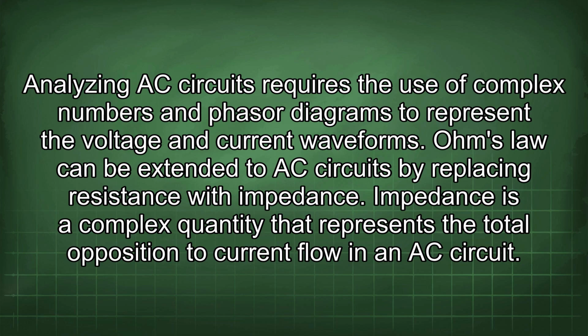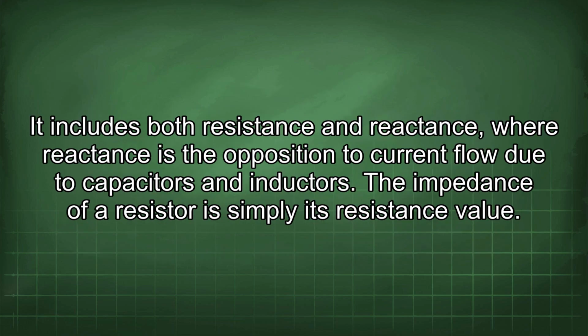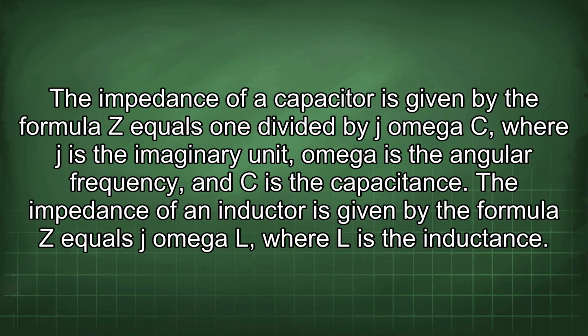Impedance is a complex quantity that represents the total opposition to current flow in an AC circuit. It includes both resistance and reactance, where reactance is the opposition to current flow due to capacitors and inductors. The impedance of a resistor is simply its resistance value. The impedance of a capacitor is given by the formula Z equals 1 divided by J omega C, where J is the imaginary unit, omega is the angular frequency, and C is the capacitance. The impedance of an inductor is given by the formula Z equals J omega L, where L is the inductance.